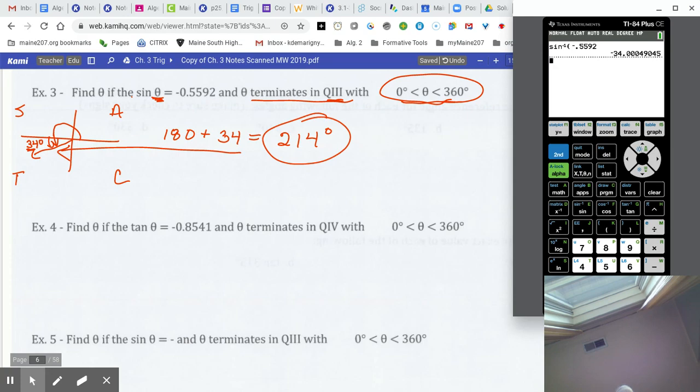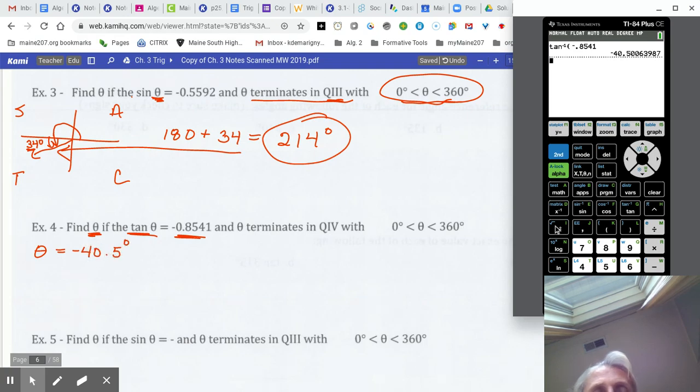It's telling me where I have to stop the angle at. The next one says, can you find theta if you have a tangent now? Your value of tangent is negative 0.8541. All right, so let's find out what that is first. So we'll go second tan of negative 0.8541. Okay, so it looks like we're at negative 40.5 degrees. So my theta is a negative 40.5 degrees.